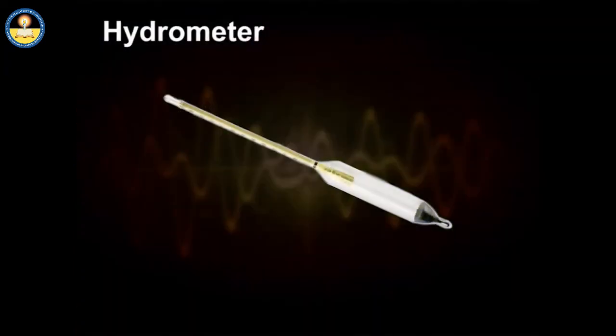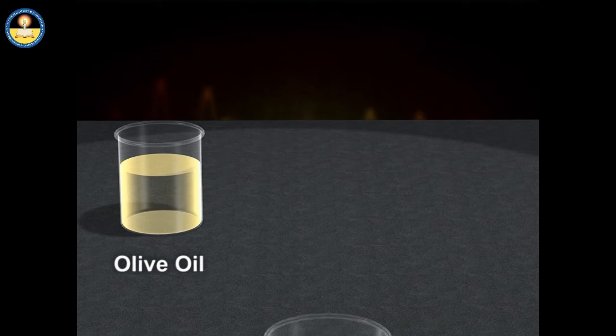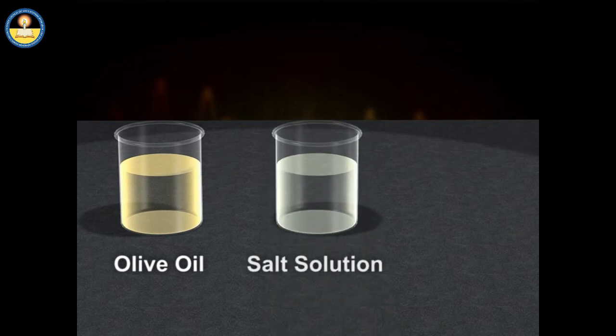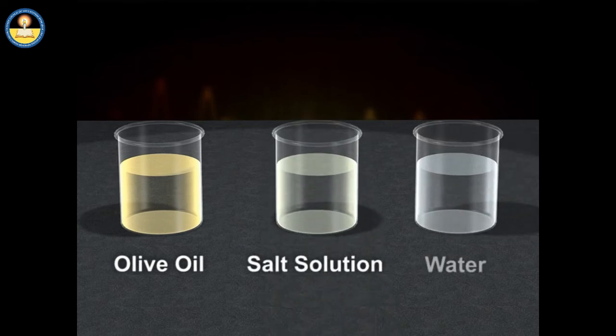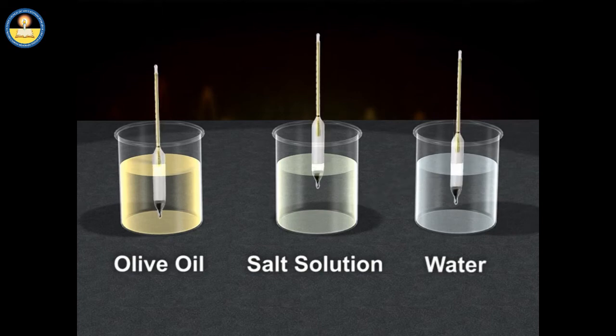A hydrometer is a device used to measure the density of a given liquid. It also works on the Archimedes principle. Let us take 3 beakers containing olive oil, salt solution, and water respectively. A hydrometer is placed in each beaker, which measures the density of the liquid. Sinking of the hydrometer shows the density of the liquid.